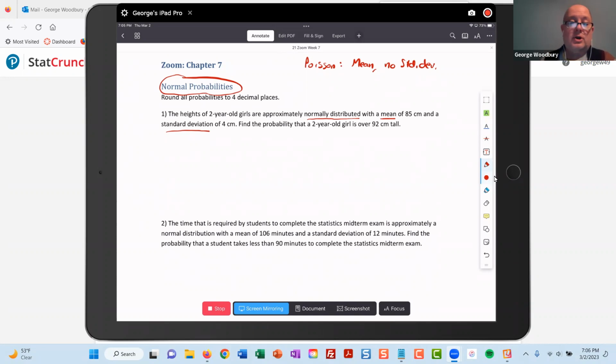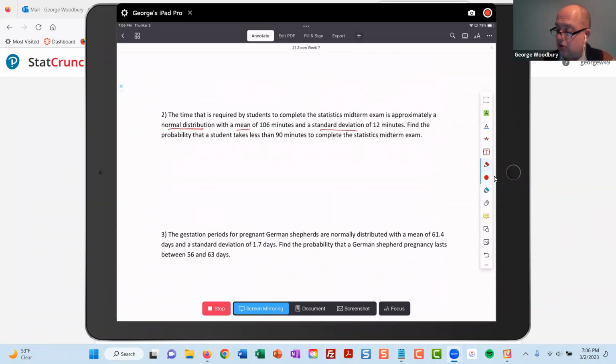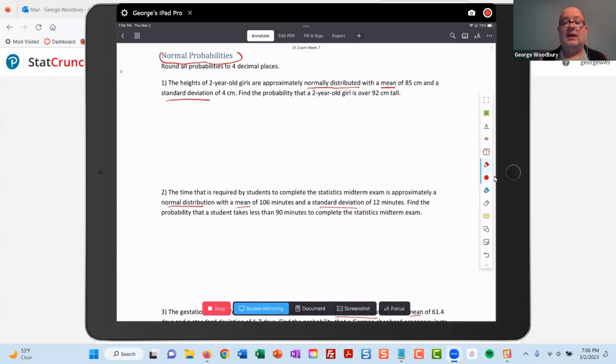And if we just take a quick look at 2, I see normal distribution, I see mean, I see standard deviation. And if I look at 3, the same thing happens. Normally distributed, mean, standard deviation. So that's what lets us know that we're in chapter 7. Now, what's really important is that we're going to be asked to find a probability. Normal probability problems will ask you to find a probability.